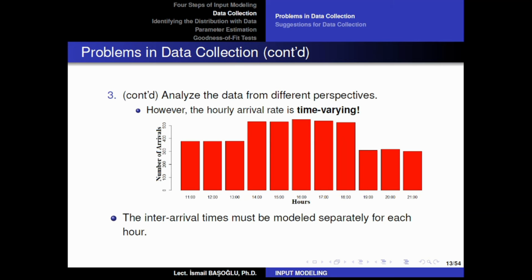The software should check the data from different perspectives and identify such conditional distributions for each hour interval. It should define a separate input model. Otherwise, you are going to create a simulation model which is totally wrong and which concludes with erroneous results.